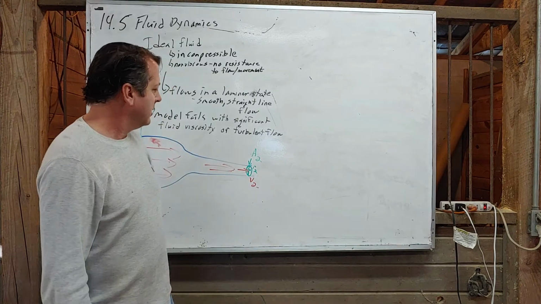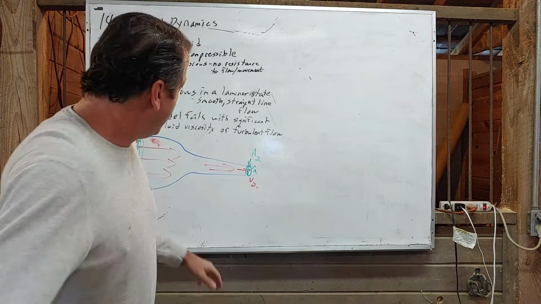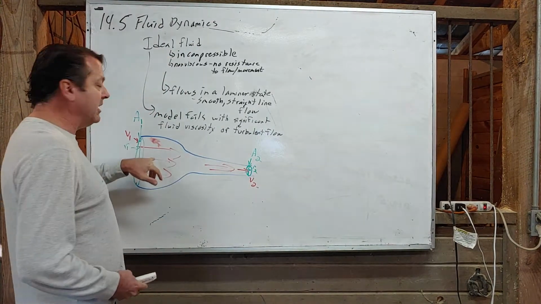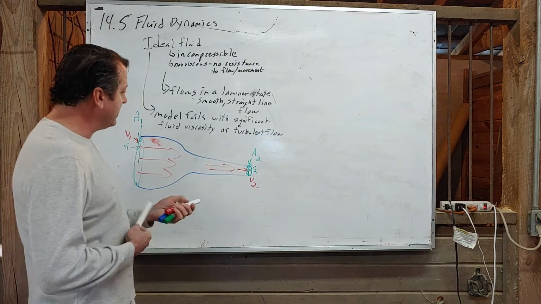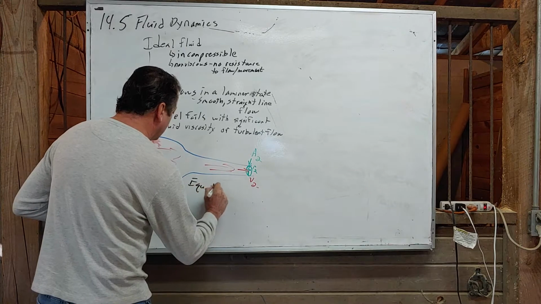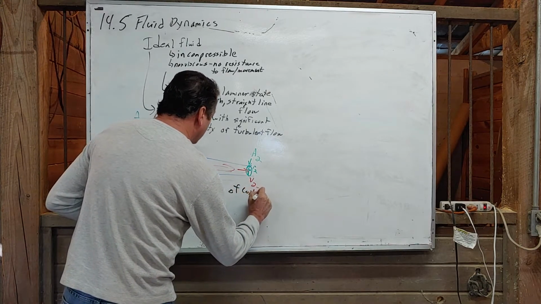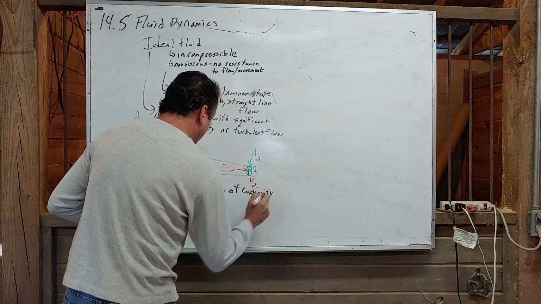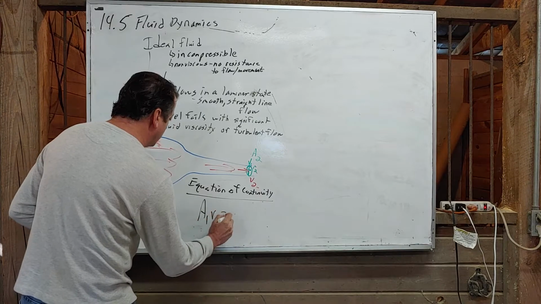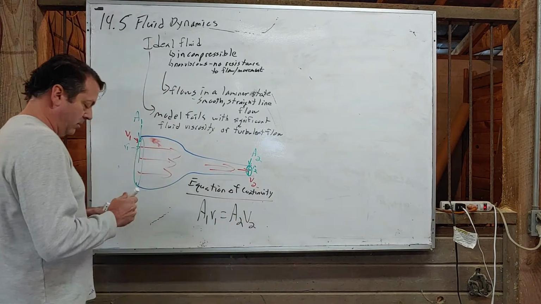Like that. So it's faster there. Now, how much faster is it? How do we figure out what it depends on? Well, it actually just depends on the area and the initial velocity flow. Because what we can say is the equation of continuity is that area 1 times velocity 1 equals area 2 times velocity 2.